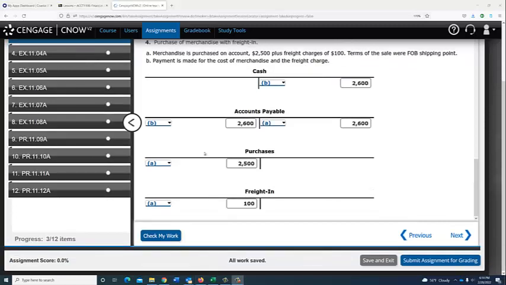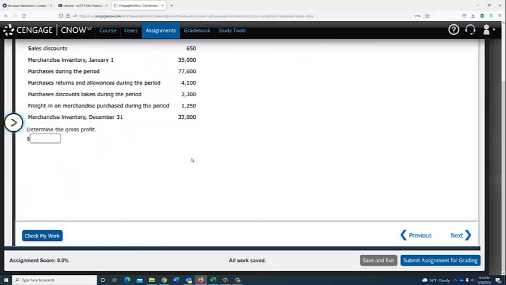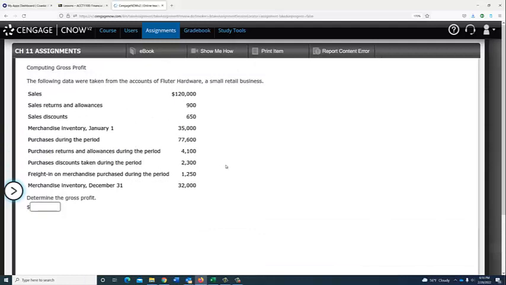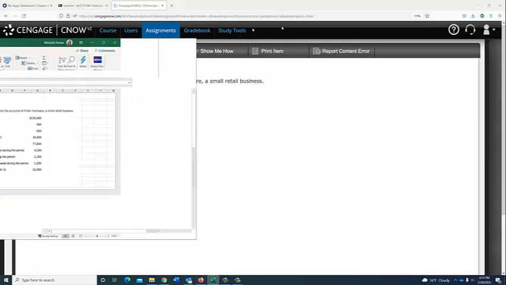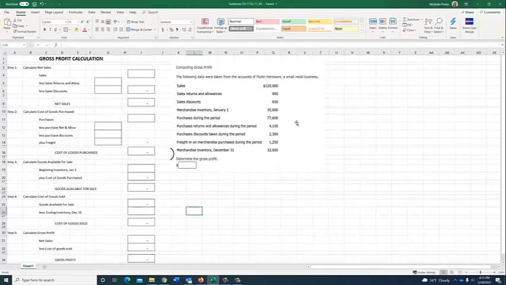Okay. Now we'll move to exercise 11.4, and we're going to calculate the gross profit. I have put together a little spreadsheet here so that we can follow this calculation process. So here's the problem. We're going to use these figures and calculate the gross profit. Step 1 is to calculate the net sales, and we learned this back in chapter 10. Net sales is just sales less returns less discounts.